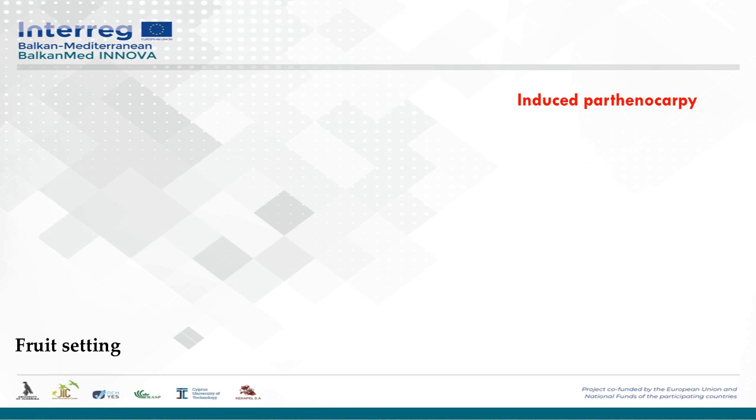...are forced to take additional actions in order to improve the fruit setting. One of the main actions farmers are used to do to improve the fruit setting of the tomato plant is to induce the parthenocarpy.